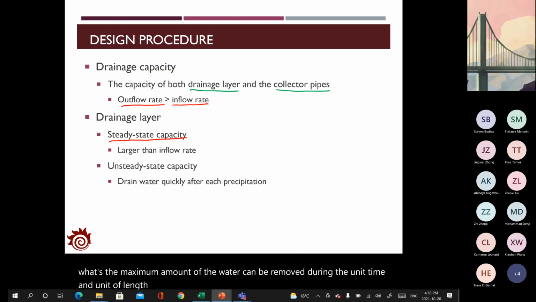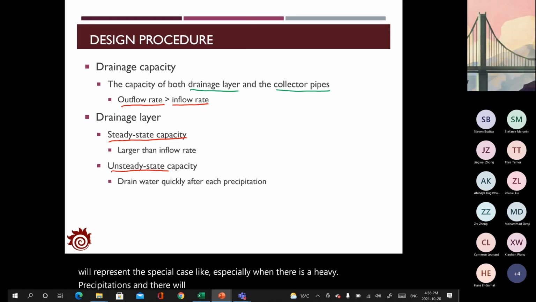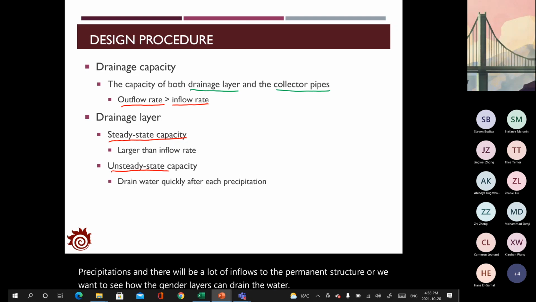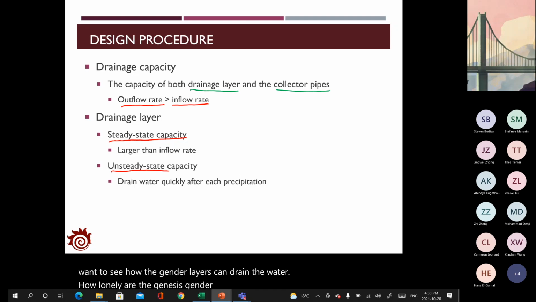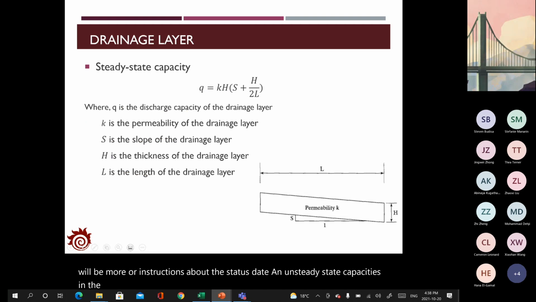The next one is called the unsteady state capacity. This one represents the special case, especially when there is heavy precipitation and a lot of inflow to the pavement structure. We want to see how the drainage layers can drain the water, or how long the drainage layer takes to remove all the water, or at least a certain percentage of the water from the pavement structure. There will be more introduction about the steady state and unsteady state capacities in the next few slides.